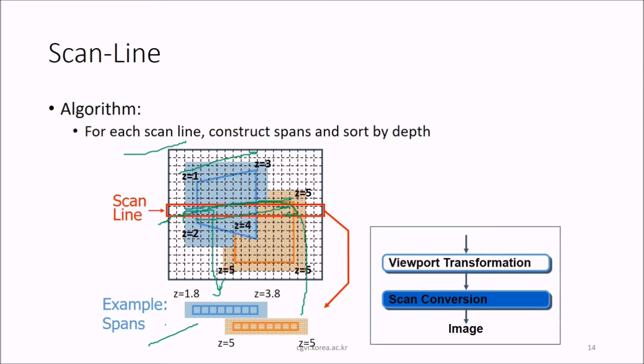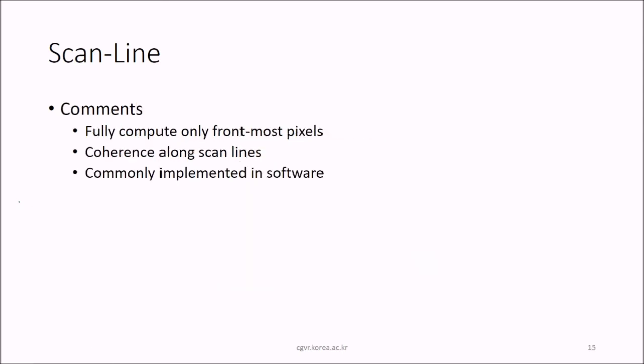So for each scan line, we construct spans, and these are the constructed spans. Then we sort by depth, which we have already seen how to do. This is done at the scan conversion stage. In scan line, we fully compute only the frontmost pixels, and coherence along scan lines can be utilized. It is commonly implemented in software or hardware.